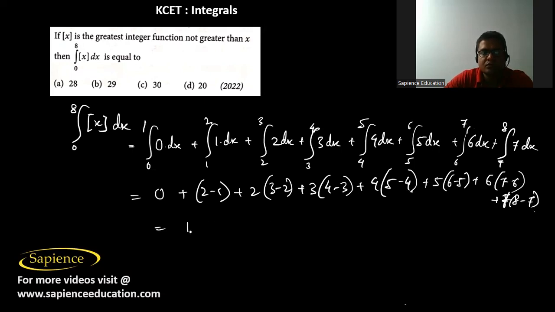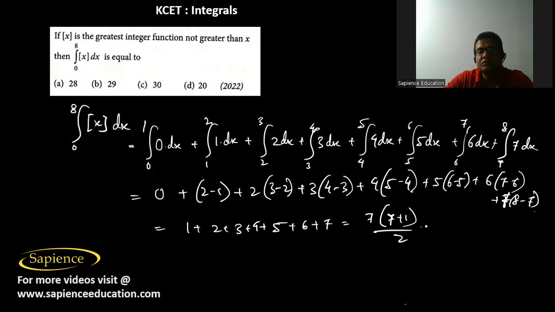So this will be equal to 1 plus 2 plus 3 plus 4 plus 5 plus 6 plus 7. So 1 to 7 we have to add, which is n into n plus 1 by 2. 7 into 7 plus 1 by 2, which is 7 into 8 by 2, which is 7 4s are 28. So option A is the correct answer.